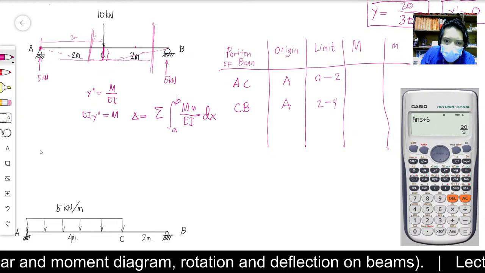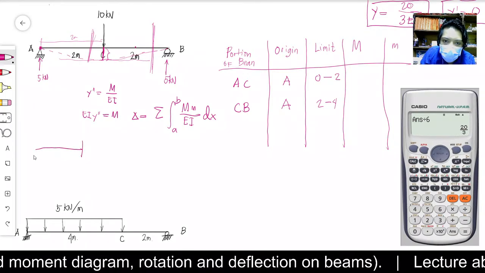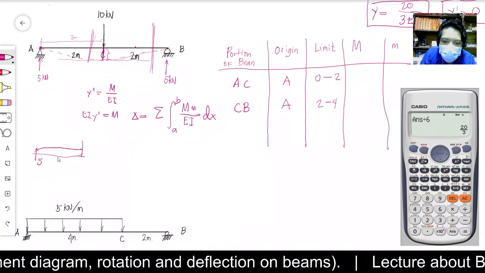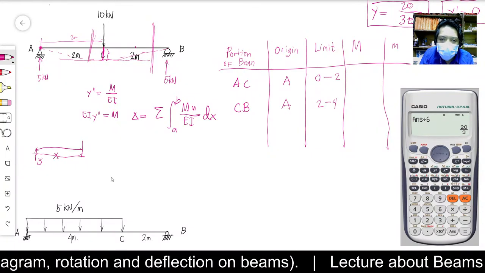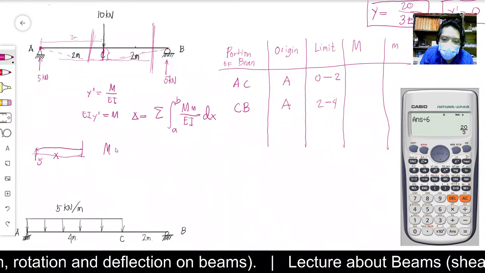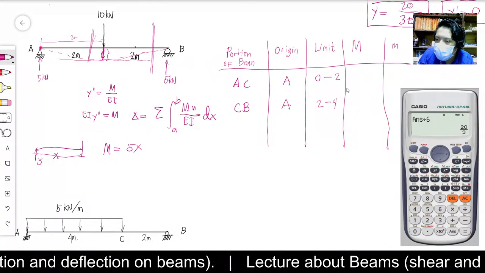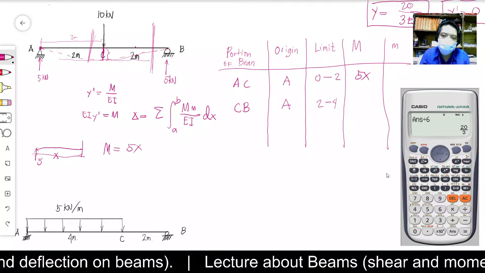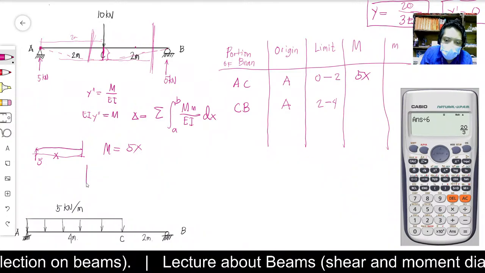Okay, so you have there the moment equation. This is 5. And this is x. So your moment is equal to 5x. That's it. That's your moment. This is 5x. Okay. Ano sa naman for segment CB? Your moment, this is the cutting plane.